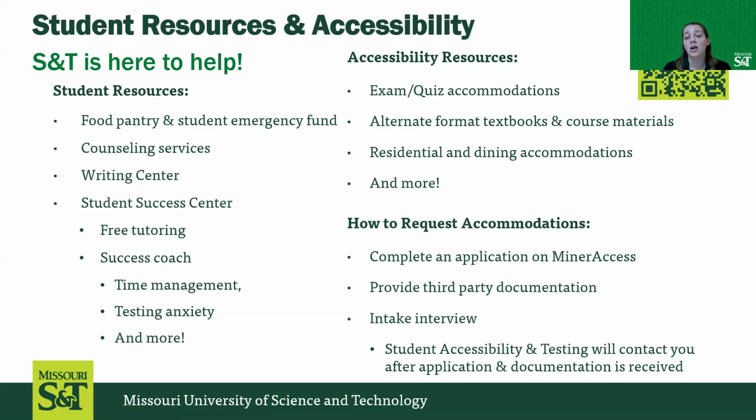The way a student will need to request accommodations for any type of accessibility accommodations is they need to complete an application on Minor Access. And you can go onto that student resource website. It should be able to take you there. They're going to need to provide third-party documentation. And typically students that need accommodations have this already.